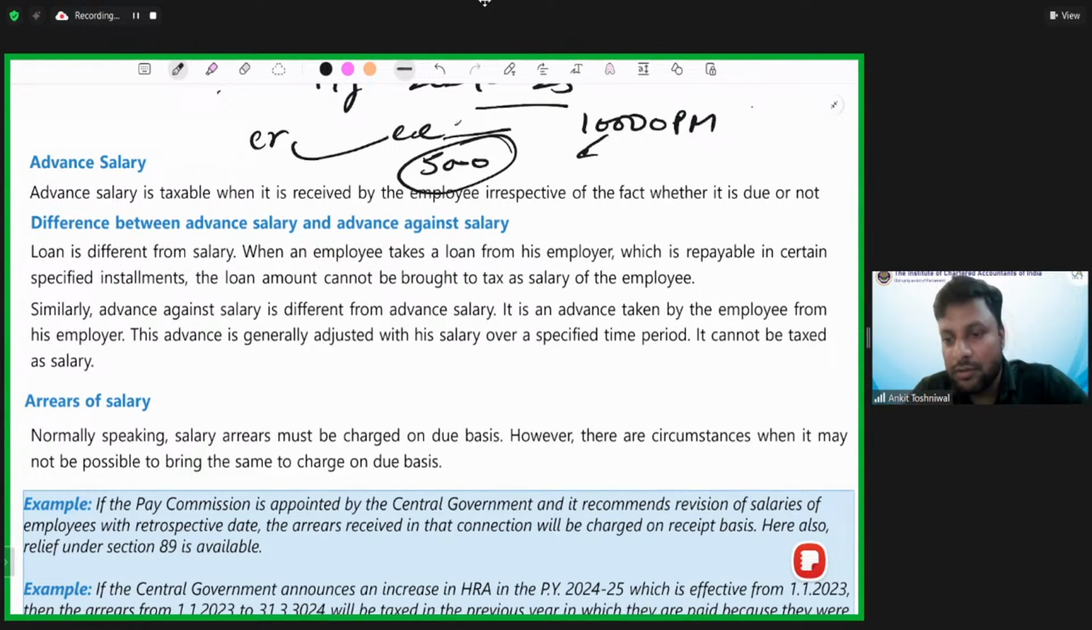Is the due concept not clear? Due means if a salary is due in March 2025 and the charging section says that due or receipt, whichever is earlier. If a salary is due in March 2025, while it is received in April, it will be taxable in March 2025. Correct? Virendra? Is it correct, Virendra? Okay. Now, advance salary is taxable on receipt basis. Yes, I am receiving the messages.